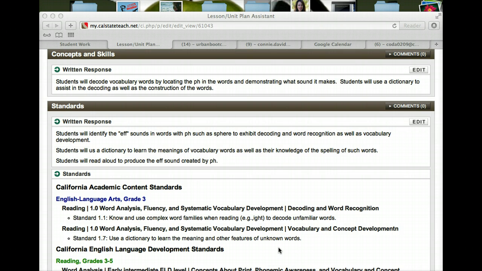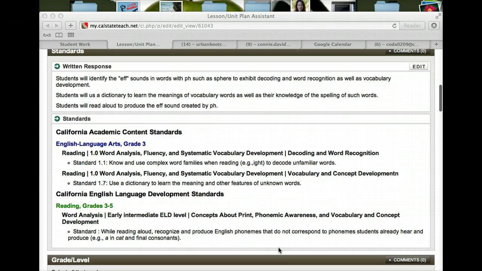So now we're looking at the standards. You have given me both the content standard, which is important, and the content standard tells you what the student is to know and be able to do. And then your ELD standards tell you, in this particular case, regarding reading, what the student should be able to do as an ELD learner. In this case, you have an early intermediate ELD student. They're going to be able to understand concepts in print, phonemic awareness, and vocabulary and concept development. That's fine. That's absolutely right on target.